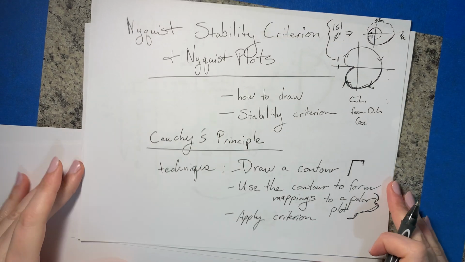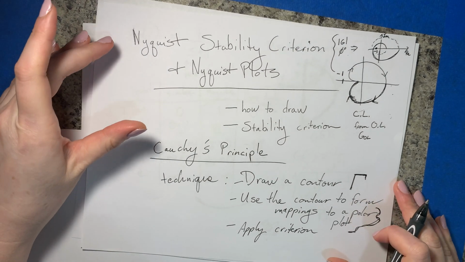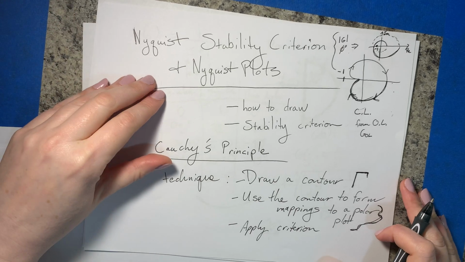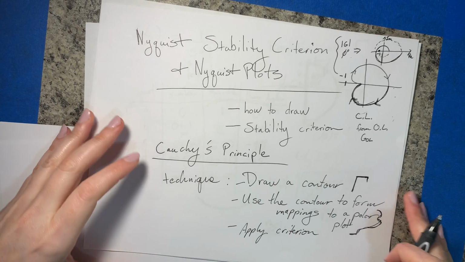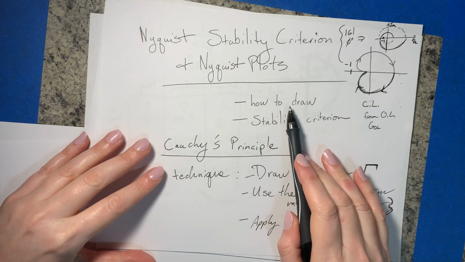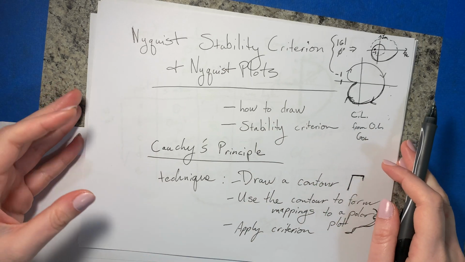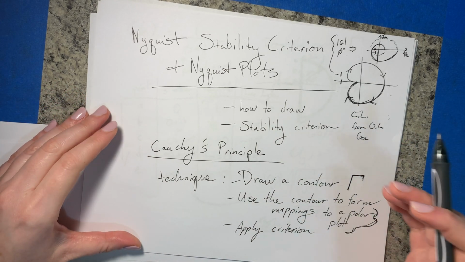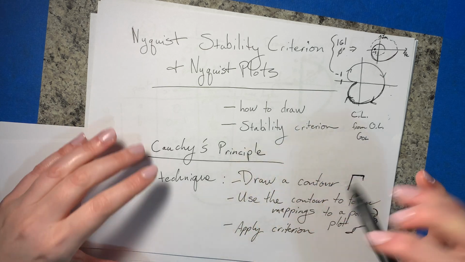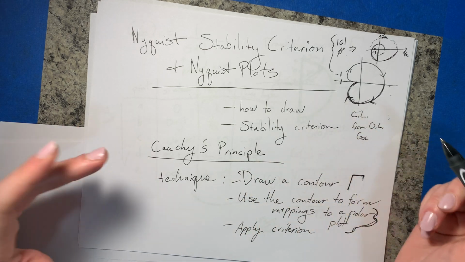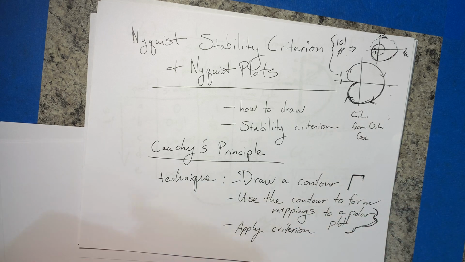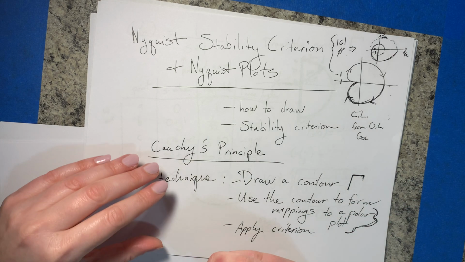In this video, I'd like to talk about the Nyquist stability criterion and Nyquist plots. So we'll look at how to draw a Nyquist plot and also how to use the stability criterion to assess if a closed loop system is stable based on the open loop contributions to the plot.